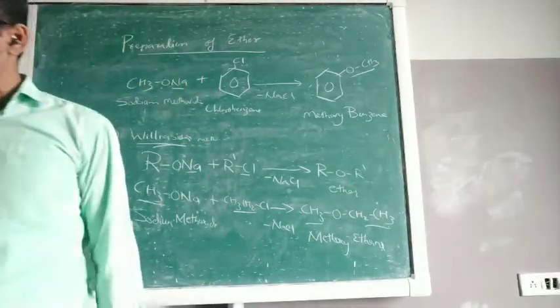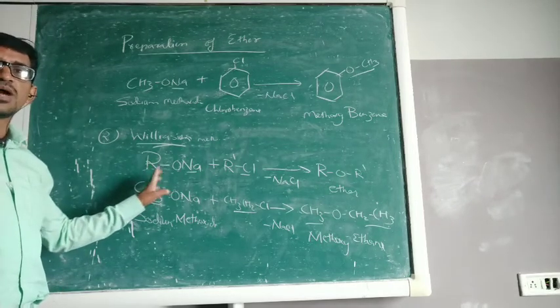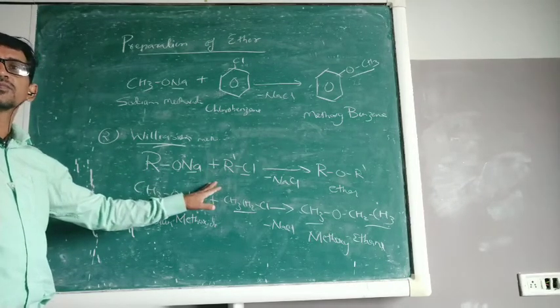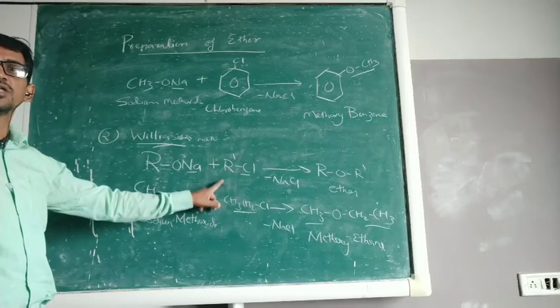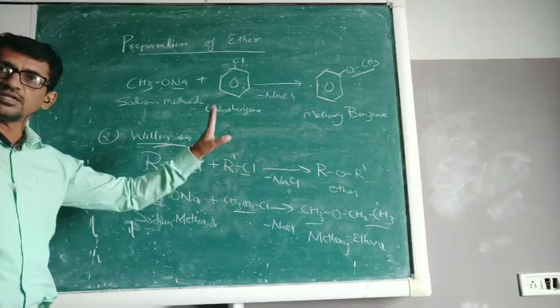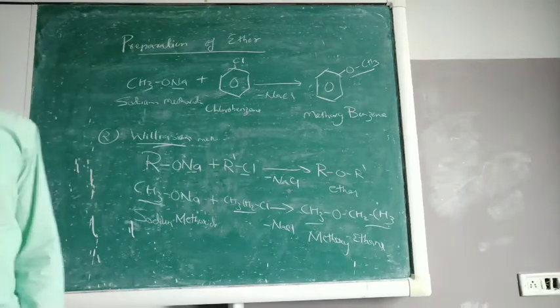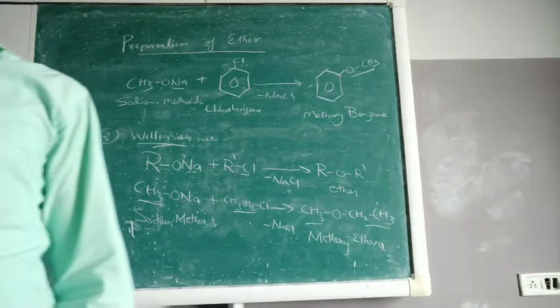So this is known as simple ether and mixed ether. Williamson synthesis, again I revise, remember this. Sodium alkoxide when it reacts with alkyl halide. You can take any halide. You can take chlorobenzene, iodo, bromo, RCl. This NaCl will separate and we get ether. So that is known as Williamson synthesis.